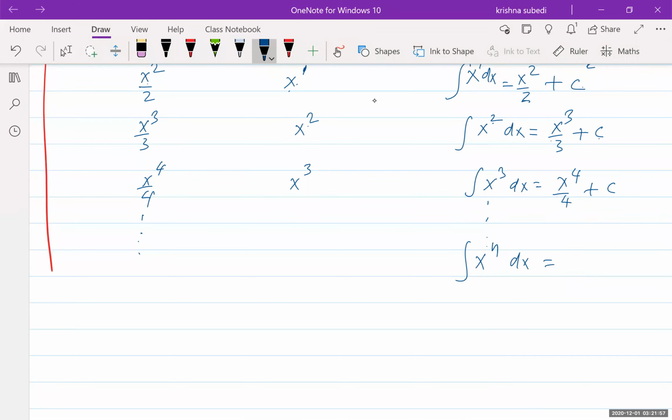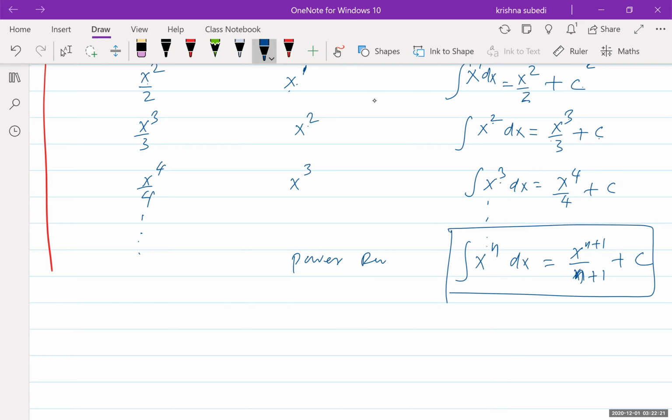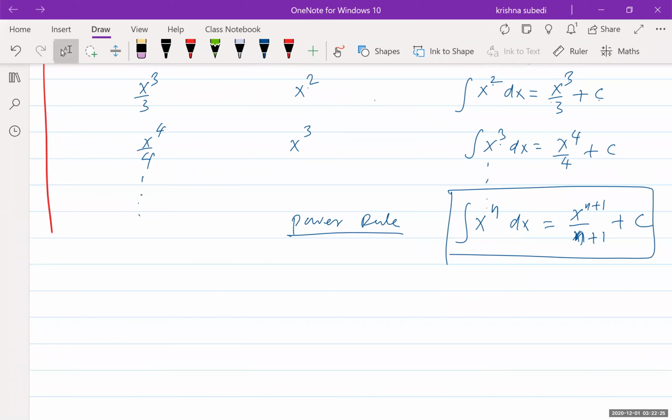Excellent, thank you. So notice, if there is 2, there is 3 and 3. If there is 3, there is 4 and 4. So if there is n, then it will be x power n plus 1 over n plus 1 plus c. So this is one very powerful formula. It is called the power rule. All right, so keep that in mind, power rule.